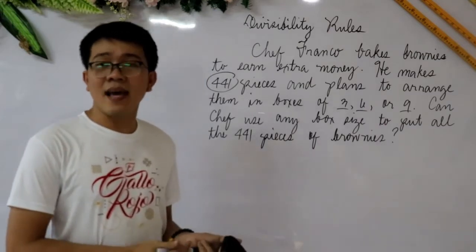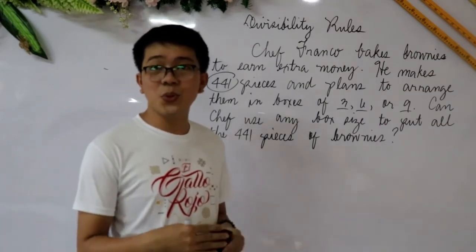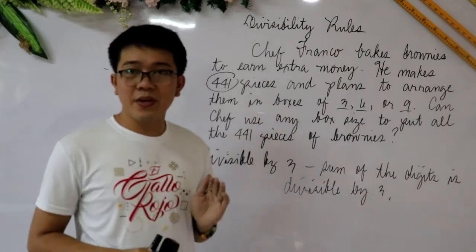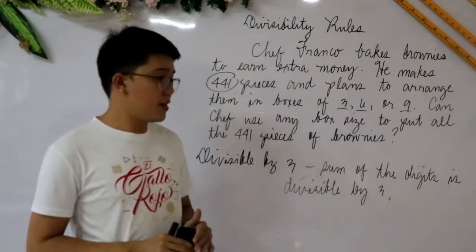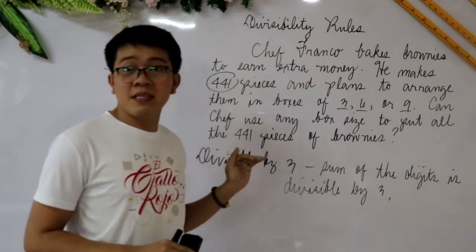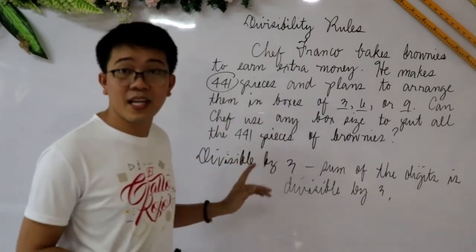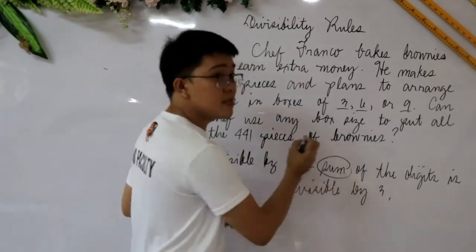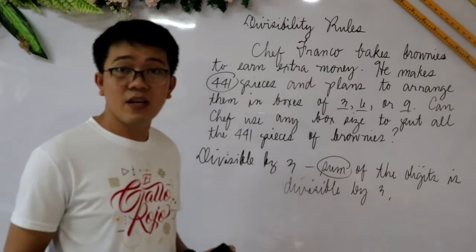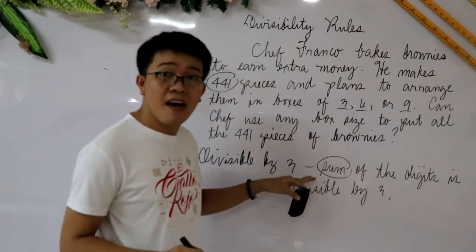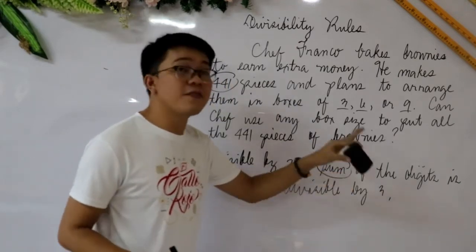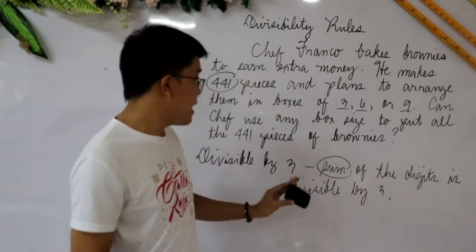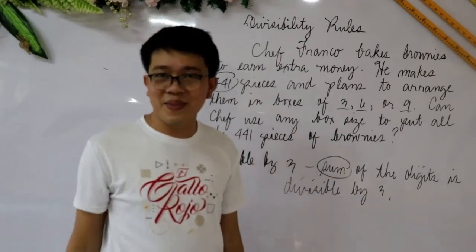Now, what does it state in divisibility rule number 3? According to the divisibility rule number 3, to check if a number is divisible by 3, we first get the sum. What do we mean by the word sum here? Sum means the answer of addition. We have to get first the sum of all the digits, and check if it's divisible by 3.